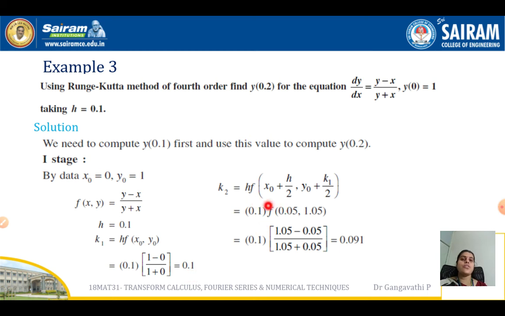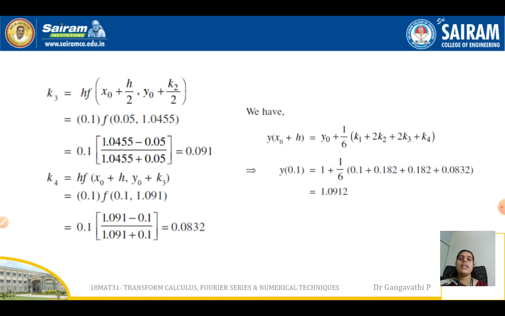Similarly, k2 is h into f of x naught plus h by 2, y naught plus k1 by 2. The values of these will be 0.05, 1.05. So substitute those values in this formula, and you get 0.091. Similarly, k3, if you do the same evaluation with the suitable values, you arrive at 0.091, and k4 is 0.0832. Substitute all those values of y1, k1, k2, k3, k4, x0 and y0, and we get the answer y of 0.1 as 1.0912. This is our stage 1.